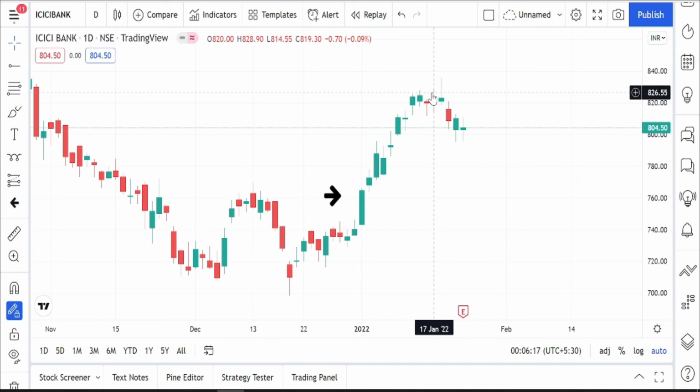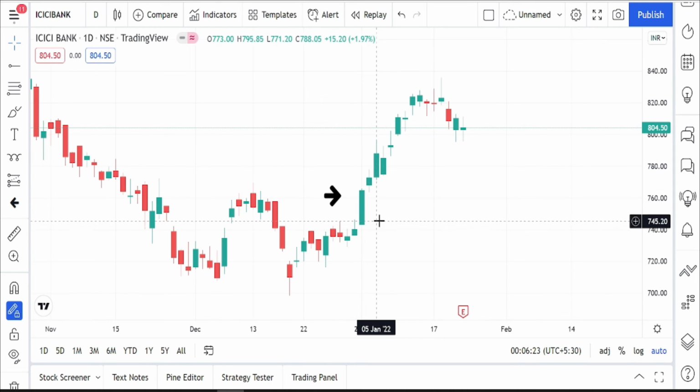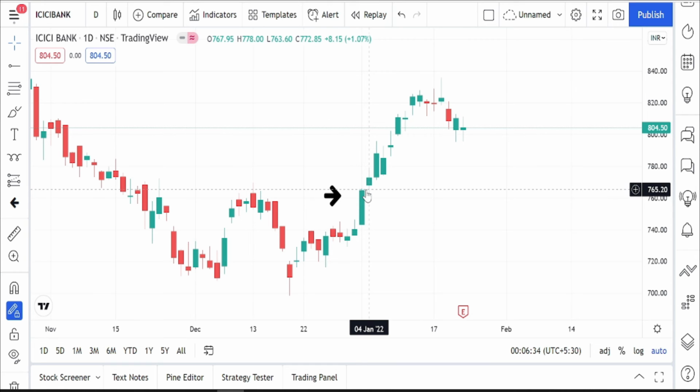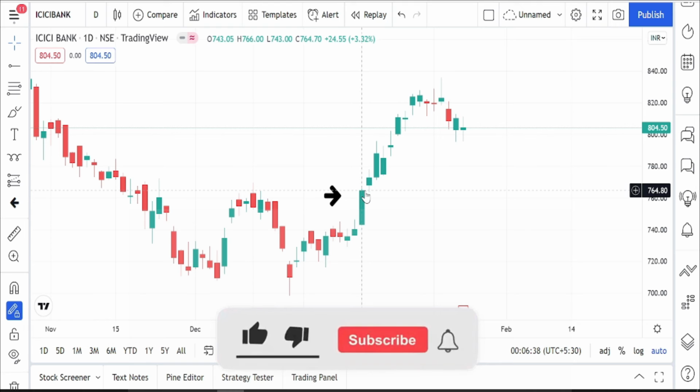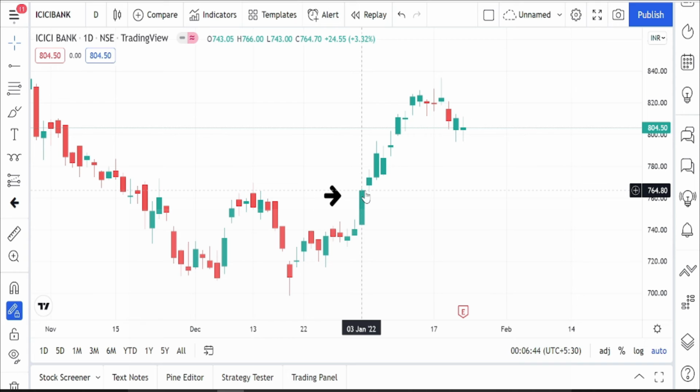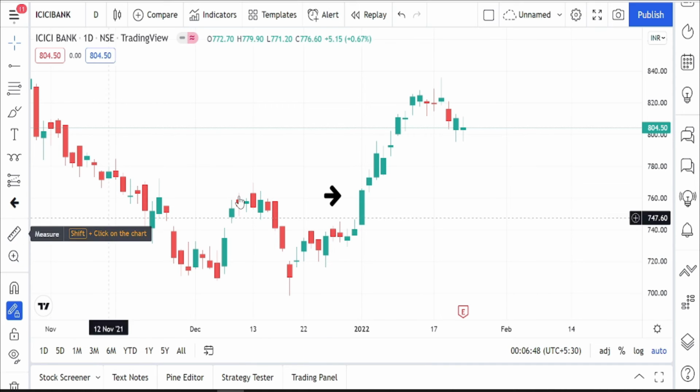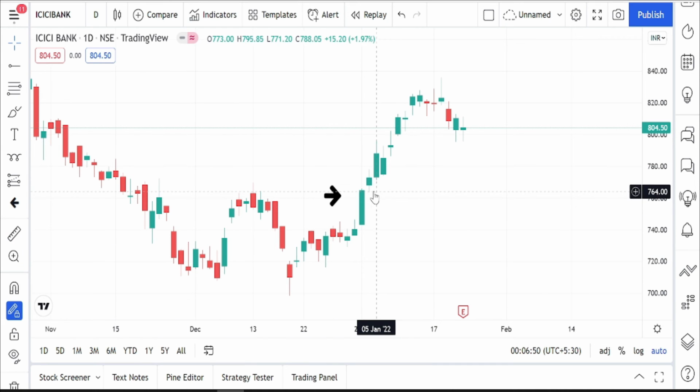Friends, how do we take a position as a trader whenever we see a Marubozu candle formation on the chart? Now let us assume that the market is trying to close at around 765. I have taken the position at 765 on the same day, somewhere before the market ends. Now I have taken a carry forward position. So what is the stop loss, friends?